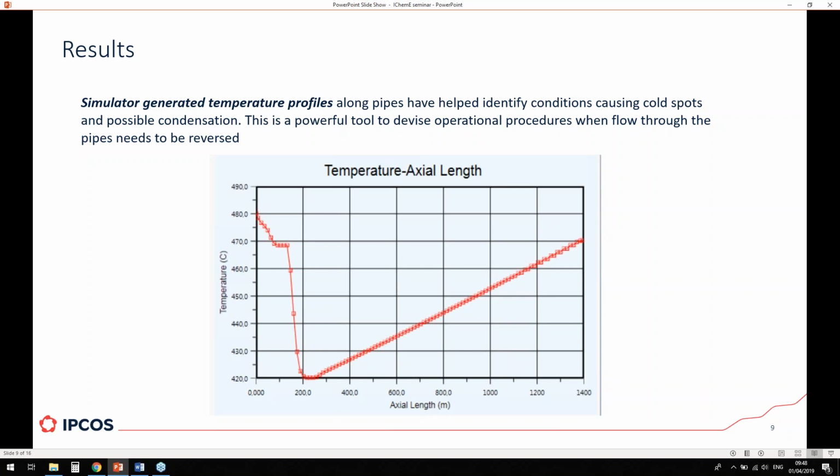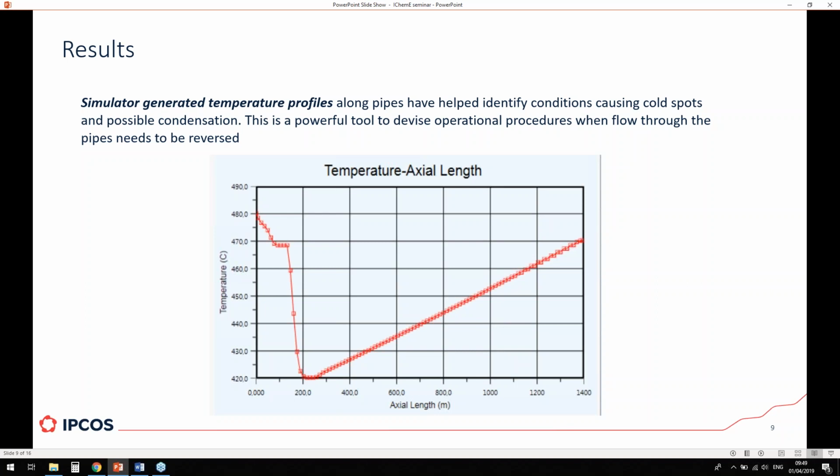So what happens is, because you're changing the direction, there will be points inside the pipe in which the flow, dynamically, at least at moments in time, will be almost zero. So that's why you have those cold spots. So that's why it goes down and then goes up.